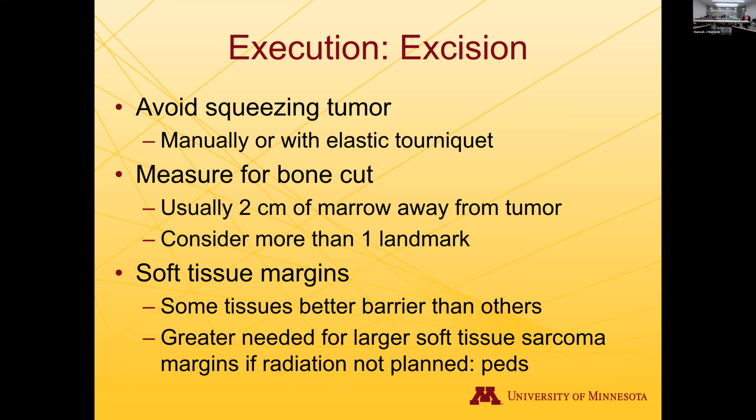And the soft tissue margins, I said some barriers are better than others. If I peel something off of a cortical bone, the tumors don't typically penetrate that very well, but if it's just muscle or subcutaneous fat, that's less of a good barrier to tumor infiltration. And as I also mentioned, sometimes we need larger margins if we're not planning radiation, such as in pediatric patients.